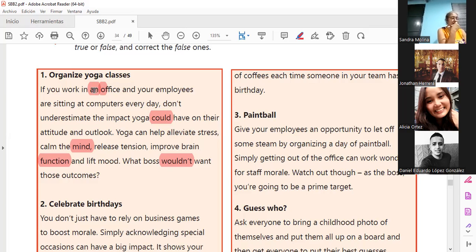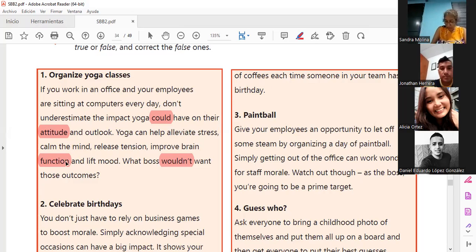Organize yoga classes. If you work in an office and your employees are sitting at computers every day, don't underestimate the impact yoga could have on their attitude and outlook. Yoga can help alleviate stress, calm the mind, release tension, improve brain function, and lift mood. What boss would want?